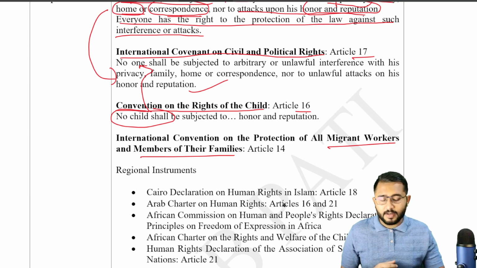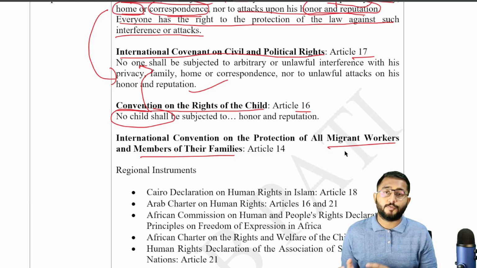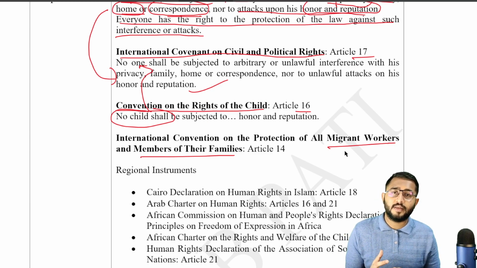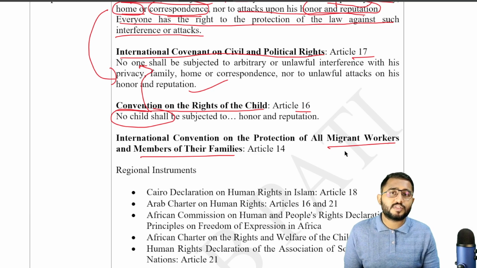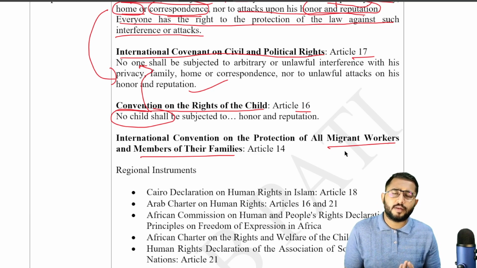But the problem here that occurs is all these laws came during a period where the digital life hadn't developed. Internet तब नहीं था, phones तब नहीं थे, cameras तब नहीं थे. उस टाइम पे ये laws आए थे. तो then the privacy stayed limited to one's home, one's correspondence, and one's family, and honor and reputation.